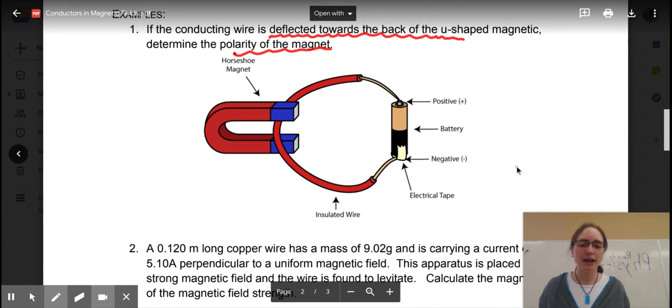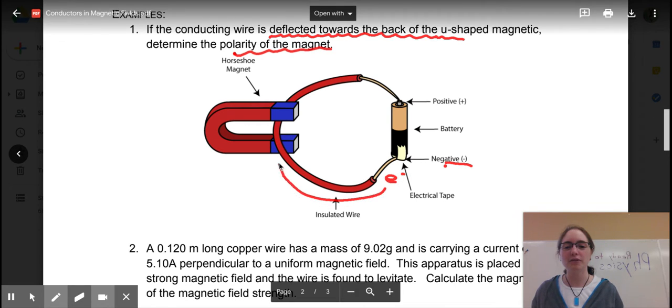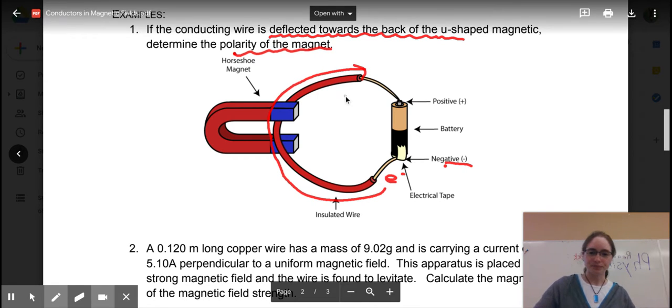All right, so what we have here in our diagram is our negative end of the battery. Remember that the negative end of the battery is the source of electrons. Those of you who took Chem 30, the negative end of the battery is called the anode. So it is going to be your source of electrons. That means our electrons are going to be flowing through the wire like that, and the force is going to be towards the back of the magnet.